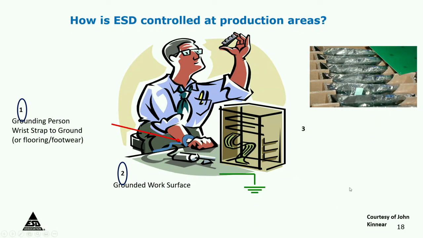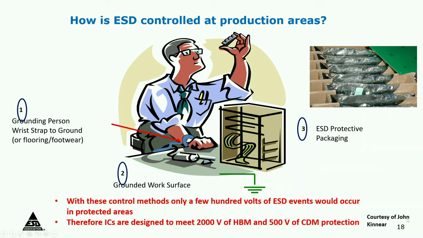Now these things that look like bags of cocaine are actually ESD protected packaged devices. The devices are also packaged in anti-static materials and shipped over. So these are the three ways. If people follow this, usually nothing more than about 1,000 volts is the threat. That's the reason we protect for a couple of thousand volts, which is all the protection that we do on an IC pin. With these control methods, only a few hundred volts impact will ever occur in these areas. Therefore, ICs are designed to meet about 2,000 volts for the human body and about 500 volts for charged device. Packages really don't get charged up to several thousand volts, but at least a few hundred volts. So that is the whole idea of this.